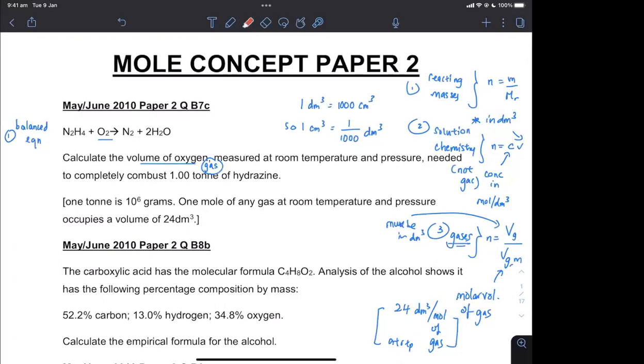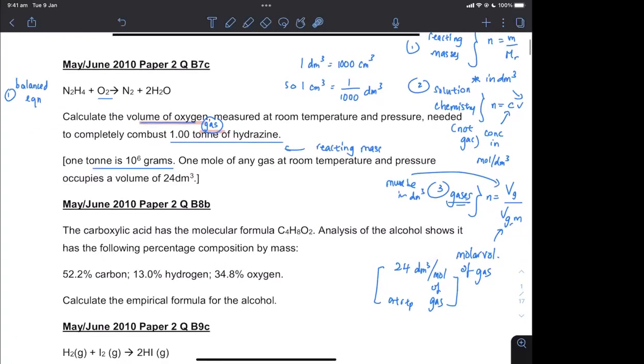Here we have volume of oxygen. This is a gas. So that means for this one, we need this equation. The next one is 1 ton of hydrazine. 1 ton is 10 to the 6th gram. So this is to do with reacting mass. So we have 2 different concepts here, 2 different formulas. One is to do with reacting mass. One is to do with gaseous chemistry. How in the world do I set up my equations?